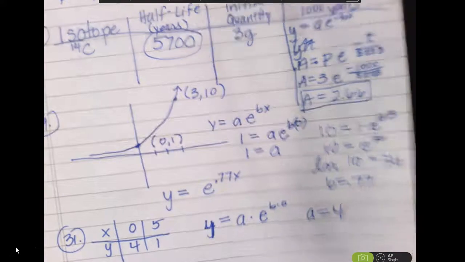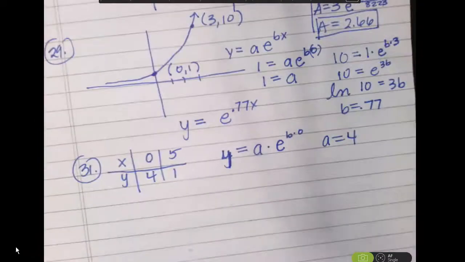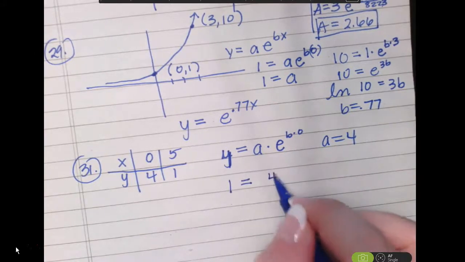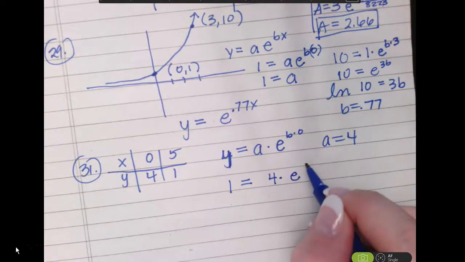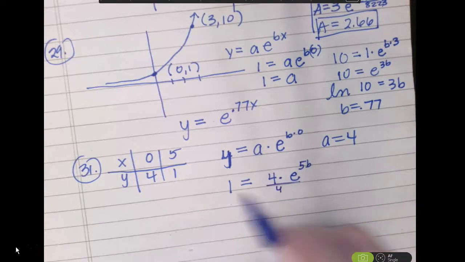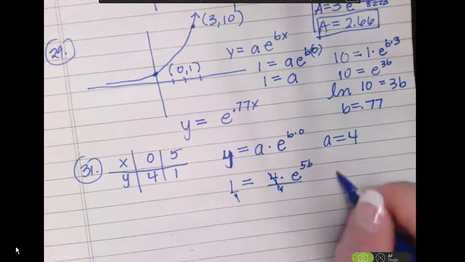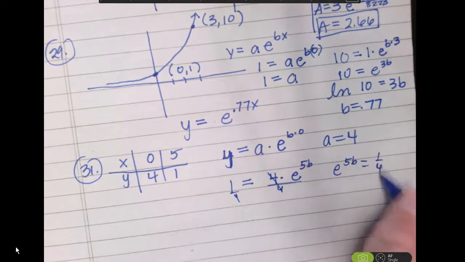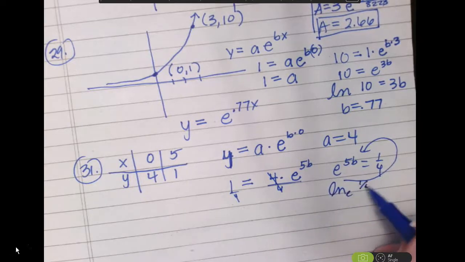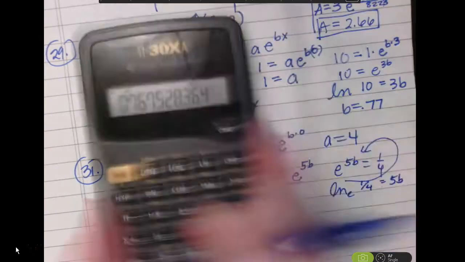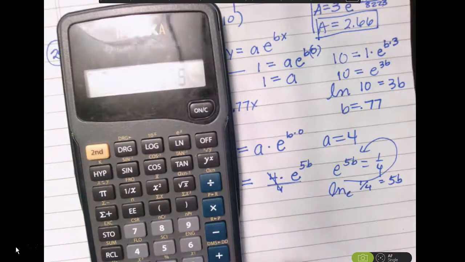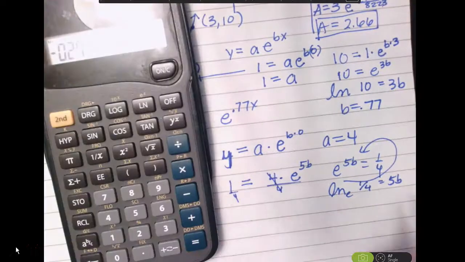And then in my other ordered pair, I'm going to substitute a 1 for y. 1 equals 4 times e to the b times 5. I'm going to say 5b. Okay, so dividing by 4 on both sides, and I get e to the 5b equals a 4th. And now I'm going to loop trick it. The natural log base e of a 4th equals 5b. So the natural log of a 4th is a number divided by 5, and that gives me b equals 0.277.